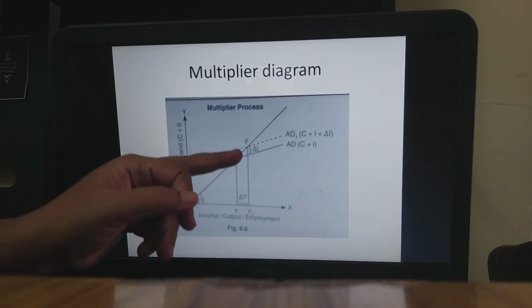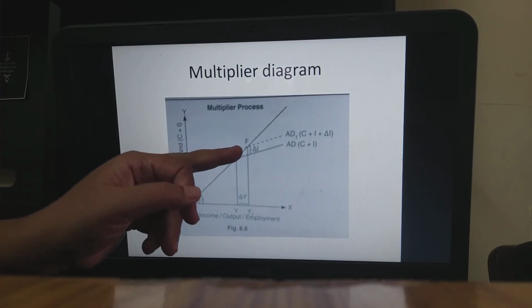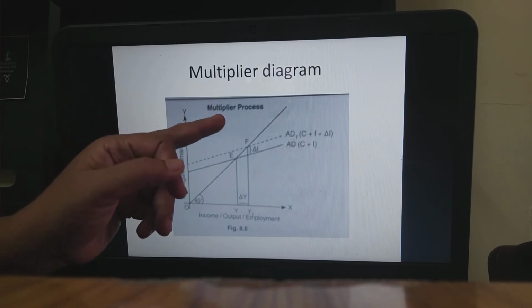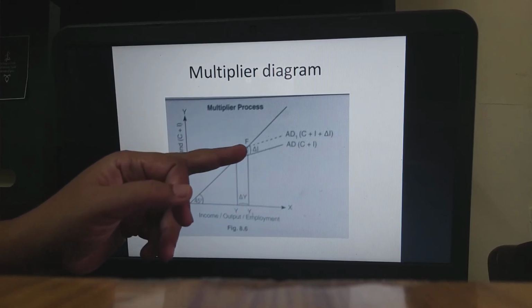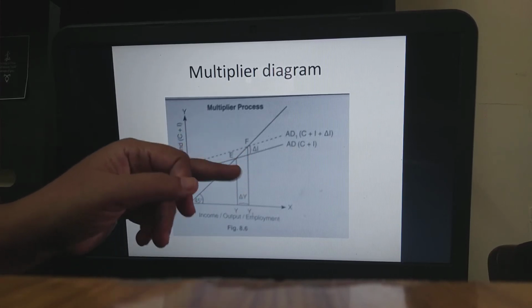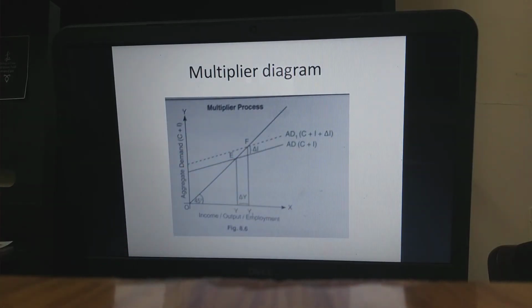This new equilibrium at F will indicate the difference between the AD and the AD1. This vertical distance you see here is shown as delta I, right? So, this delta I is the reason for this new AD. Original AD was C plus I, new AD is C plus I plus change in I. So, this additional investment causes an additional income also.